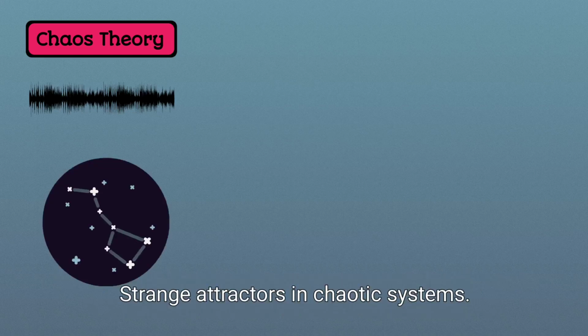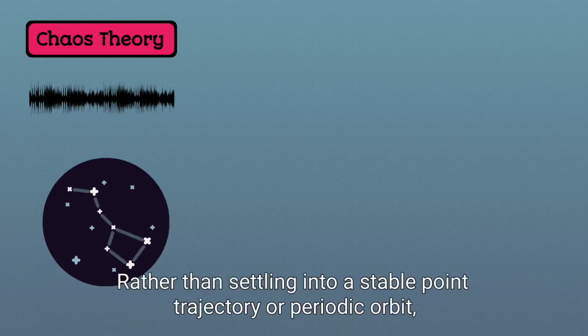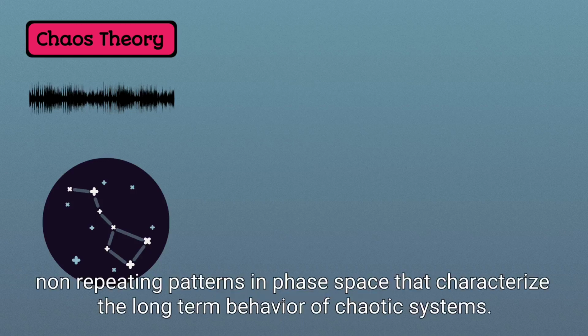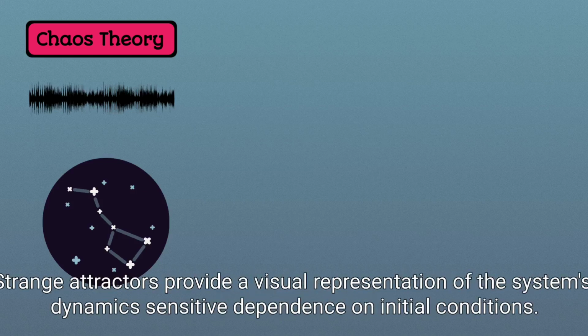Strange attractors. In chaotic systems, rather than settling into a stable point, trajectory, or periodic orbit, the system may converge towards a strange attractor. These are complex, non-repeating patterns in phase space that characterize the long-term behavior of chaotic systems. Strange attractors provide a visual representation of the system's dynamics.